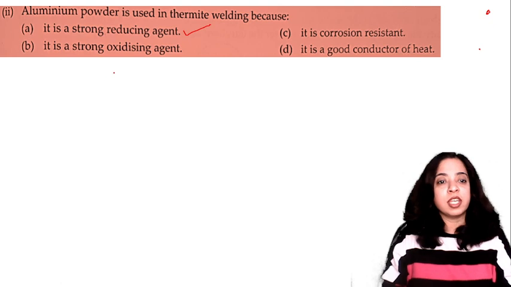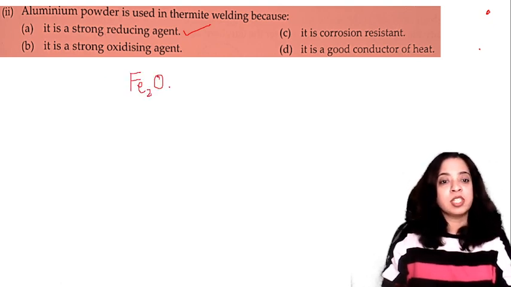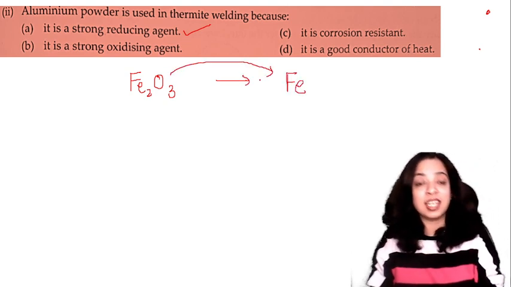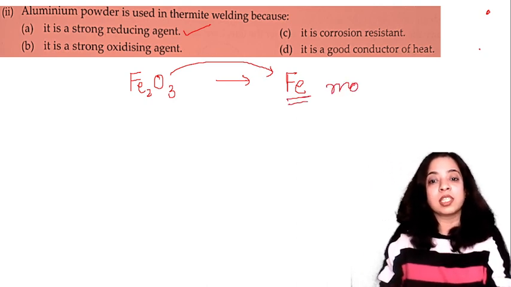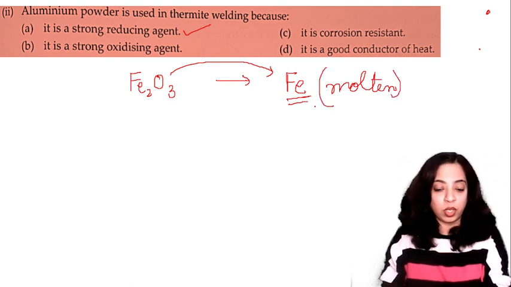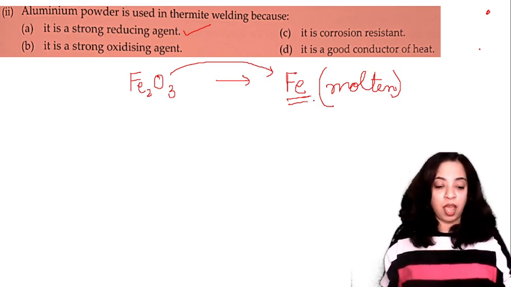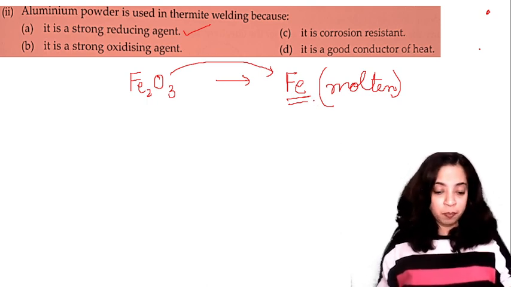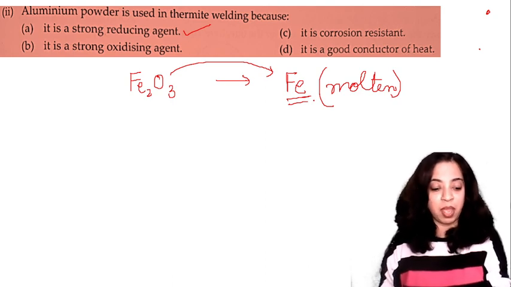So since it is a strong reducing agent, what does it do? It reduces Fe2O3 to iron. Can you see the removal of oxygen, right? And since it is an exothermic reaction, this is molten iron, in the form of liquid. So it reduces Fe2O3 to iron. This reduced iron, that is the molten iron, sinks and flows into the gap of the girder, thereby welding it.